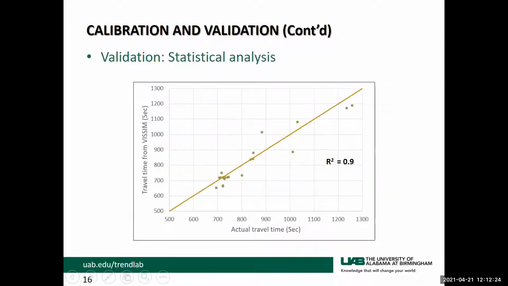This, as well as this next slide, where we plotted the travel times from the simulation model against the actual travel times from the field data. And we fitted this line here that has an R-square of 0.90. Gives us a lot of confidence that our model represents well the actual conditions.